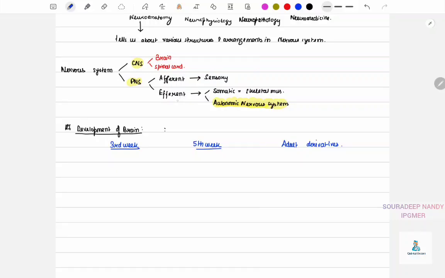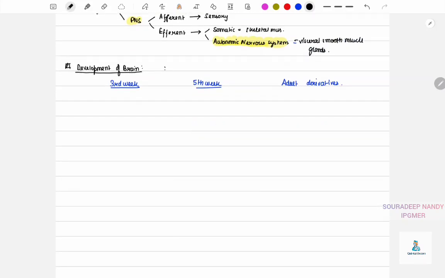And the efferent part carries necessary information from the central nervous system to different parts of the body, either muscle or visceral organs. It is again divided into the somatic neural system and the autonomic nervous system. The somatic neural system is voluntary and the information is carried to the skeletal muscle, and the autonomic nervous system is involuntary and it supplies the visceral smooth muscle and glands.